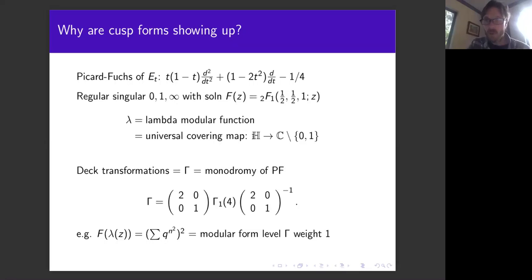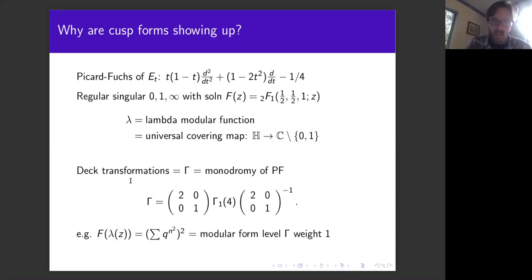And now we have two groups going on. One, we have a covering map, so we have a deck transformation group going on. And the deck transformation group of this covering map is exactly not this congruence subgroup gamma 1, 4, but a conjugate of it.